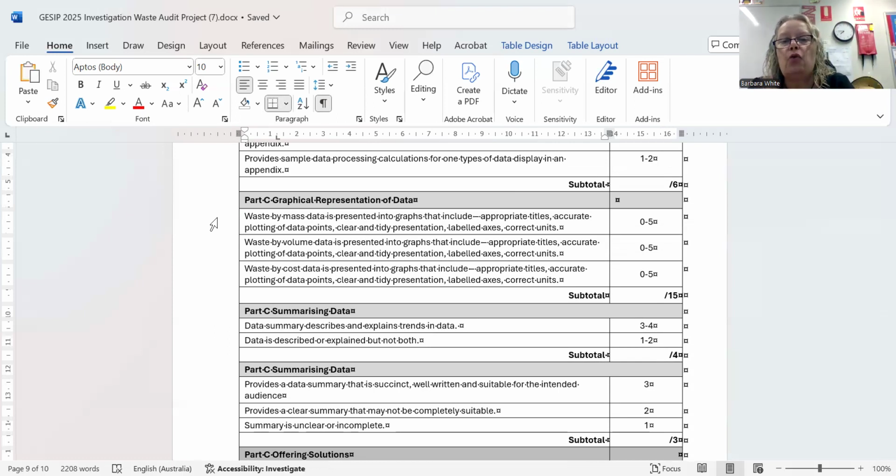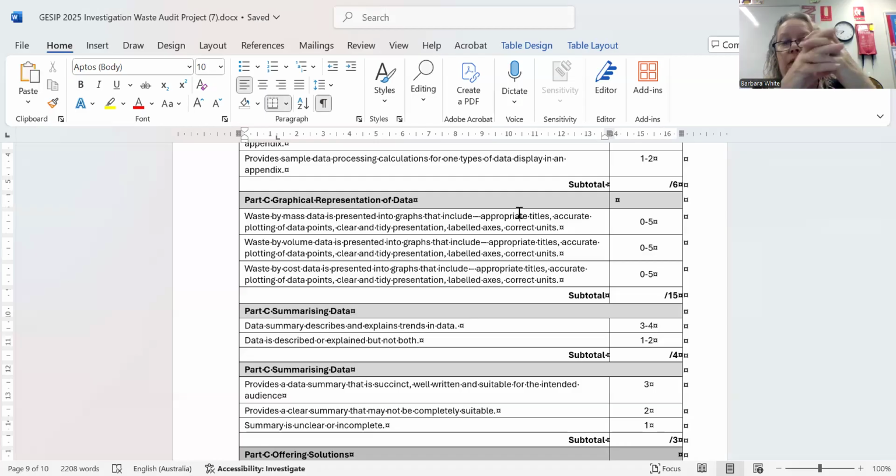So you've got graphs, and all of the graphs have to have all the things that are written on here: a title that tells you the 2 variables, the type of waste and what it is, whether it's mass or volume, percentage or actual mass. It's got an accurate graph, it looks tidy, it's got labelled axes, and it's got proper units.